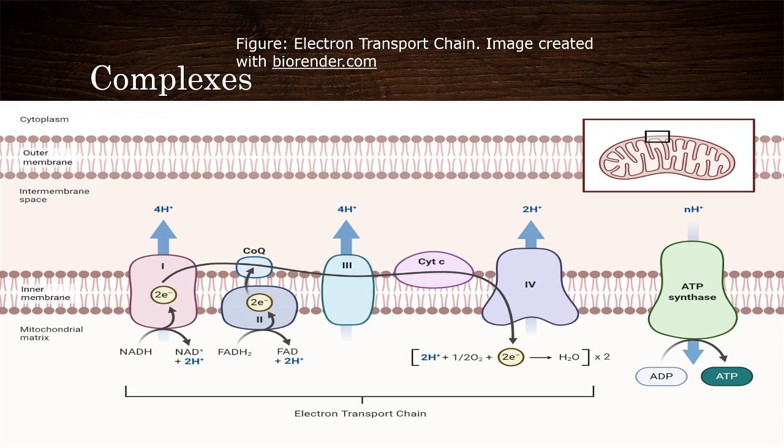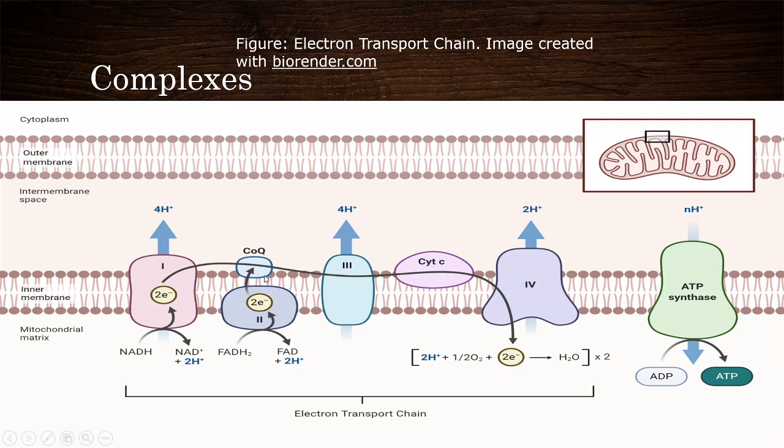The name of the first complex is NADH dehydrogenase. And complex 2 is known as succinate dehydrogenase. It contains iron and succinate, and it oxidizes FAD to FADH. You know that. And coenzyme Q accepts electrons from FMNH2 of complex 1.